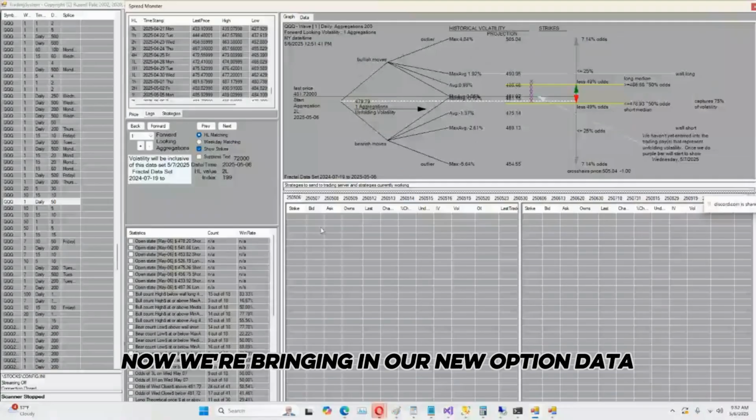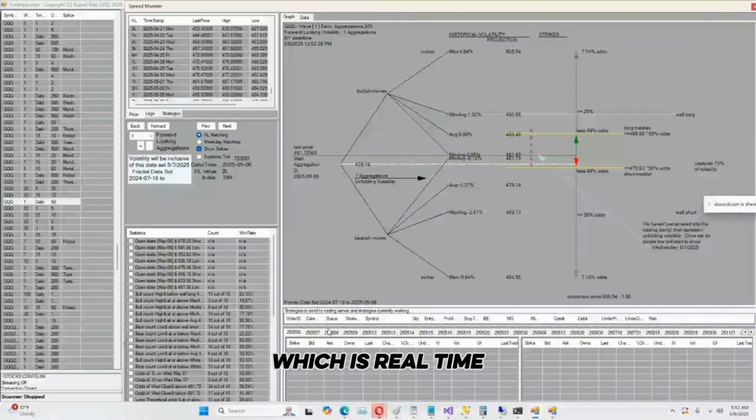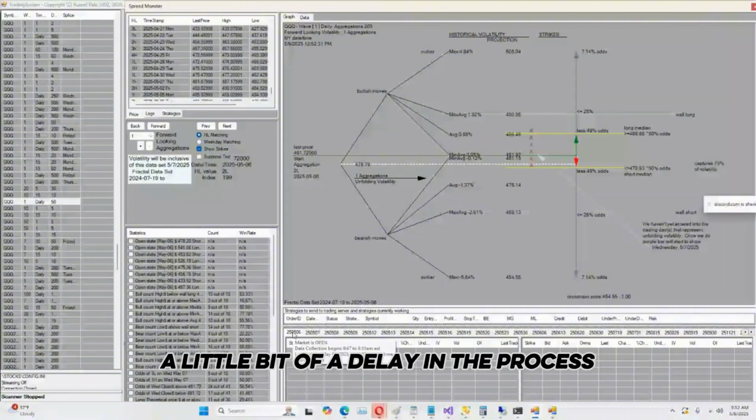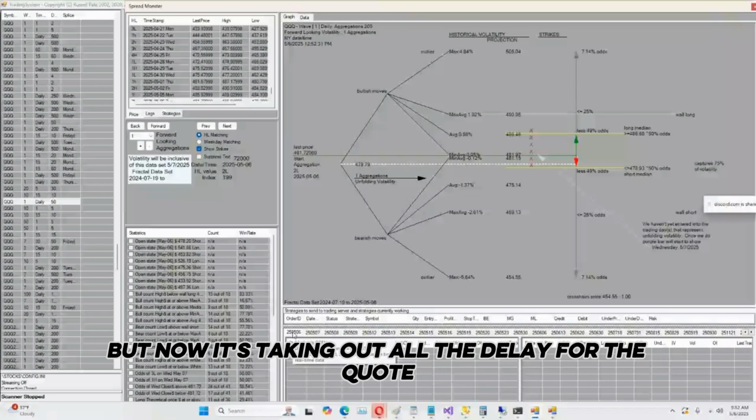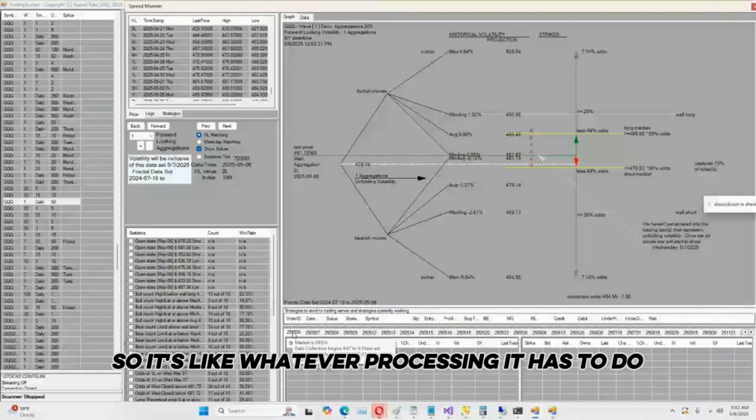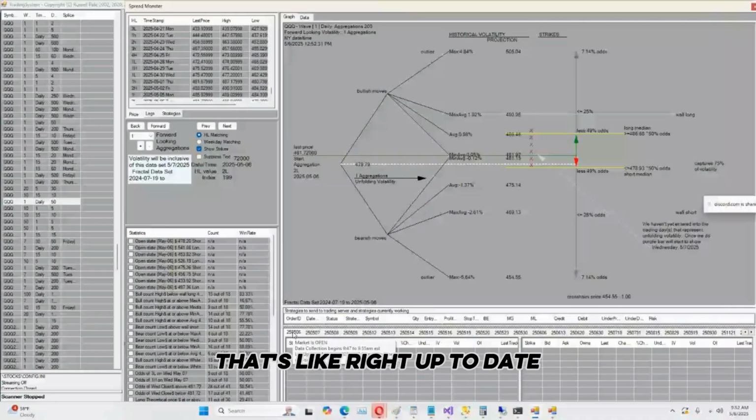Now we're bringing in our new option data, which is real time. So when we go over here, it'll show the last update was at 12:45. What happens is there's a little bit of a delay in the process because it has to pre-process. But now it's taken out all the delay for the quote. So whatever processing it has to do, that's right up to date.